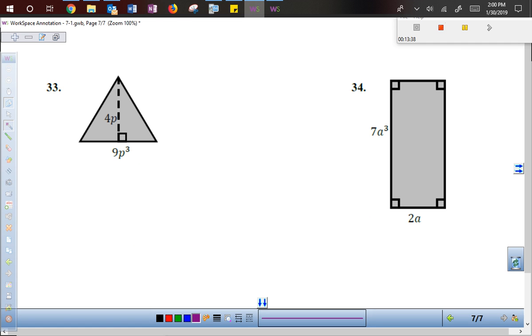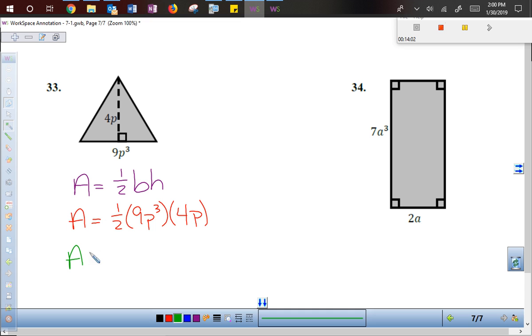On number 33, I have a triangle. Just a friendly reminder, the formula for area of a triangle is 1/2 times base times height. And you need to write down the formula first for every single problem. Now I can substitute in what I know. I know that 1/2 stays the same. My base here is 9 times p cubed, and my height is 4p. Now to multiply them together, all I need to do is start with the coefficients. So 1/2 times 9 times 4, half of 4 is 2, times 9 is 18, and then p to the third times p gives me p to the fourth.